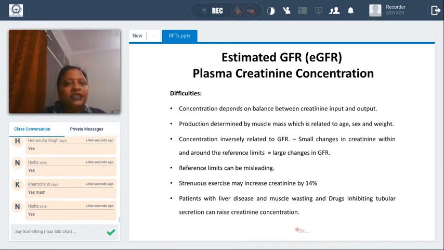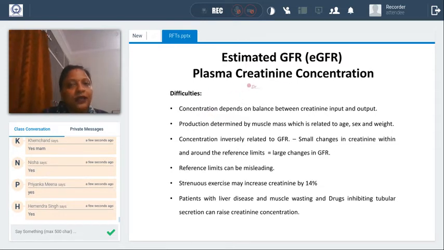Okay. And what is estimated GFR? These are the difficulties with plasma creatinine concentration, so we can say this is the estimated GFR. Concentration depends on balance between creatinine input and output. You all know production is determined by muscle mass, which is related to age, sex, and weight. This is the important point. Concentration is inversely related to GFR.